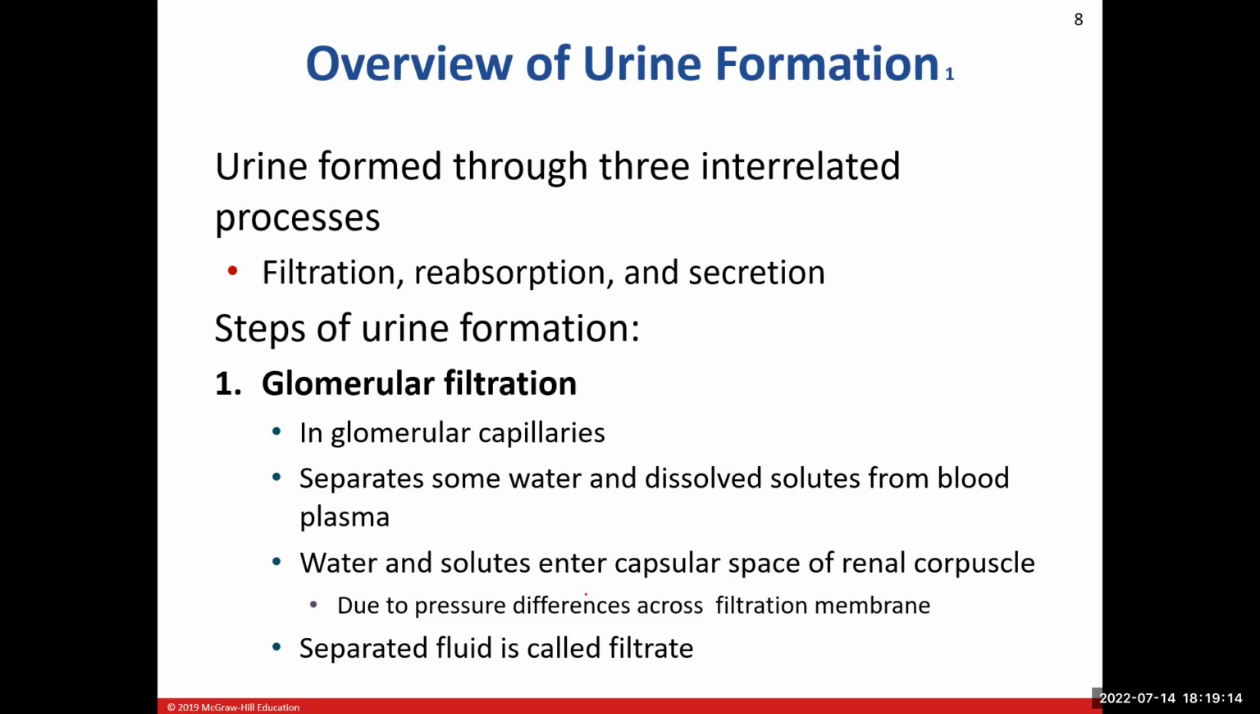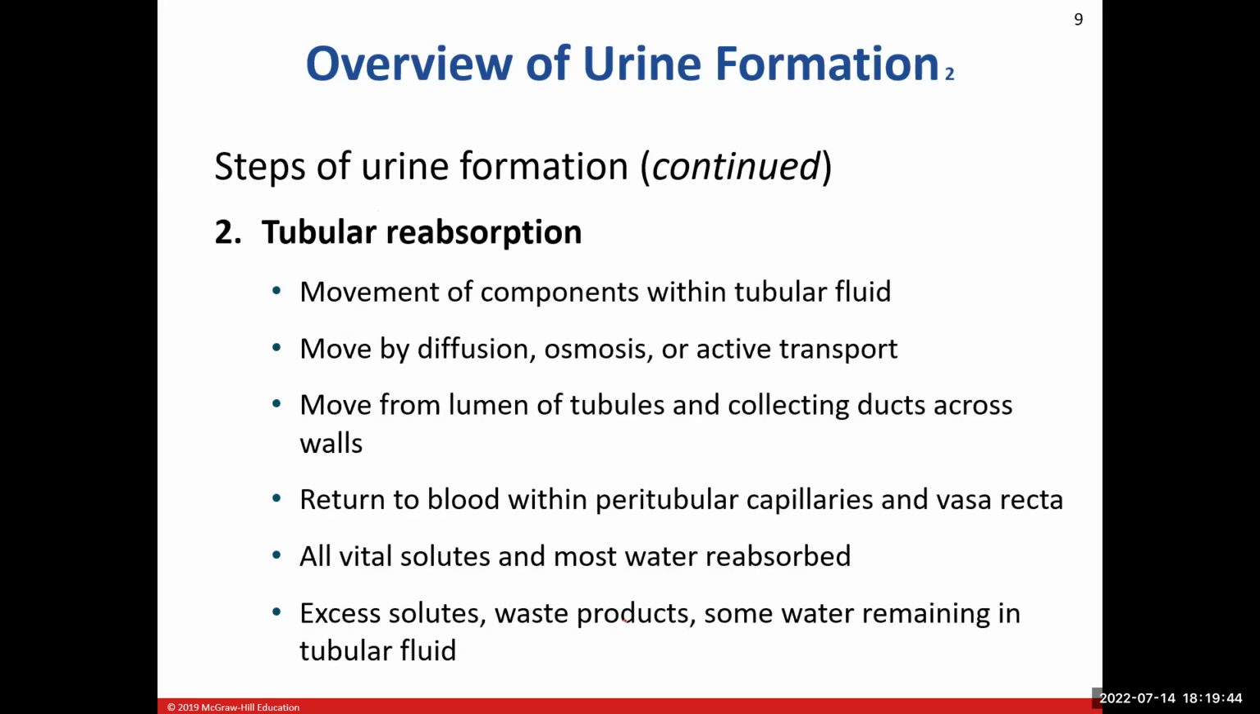And so how do we move from our blood into Bowman's space? Well, we're going to deal with pressure gradients once again. The fluid and the substances dissolved in that fluid, the solutes, are going to move from an area of higher pressure to lower pressure. So keep in mind, we are dealing with pressure gradients, which are differences in pressure across some sort of membrane. In this case, it'll be our filtration membrane, which we'll talk about shortly.